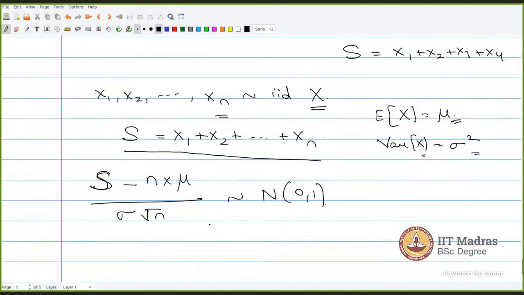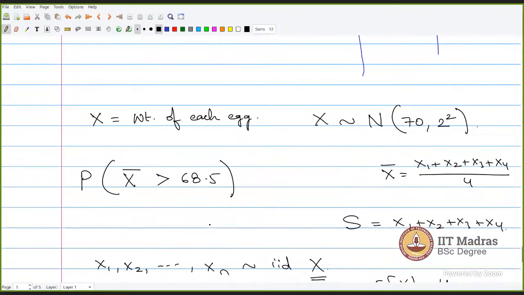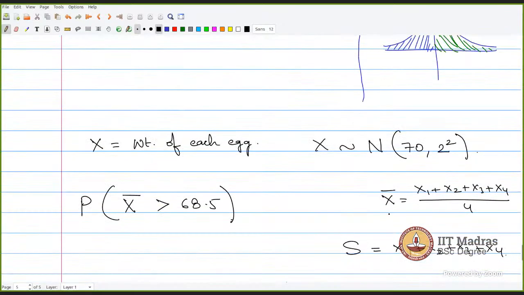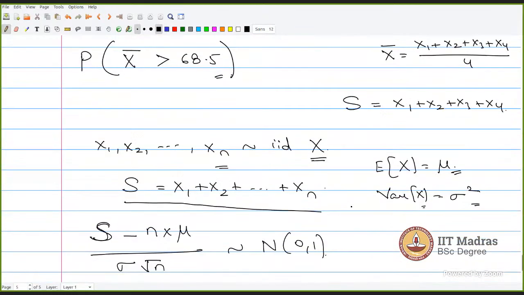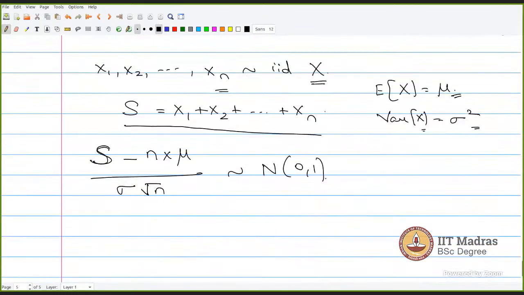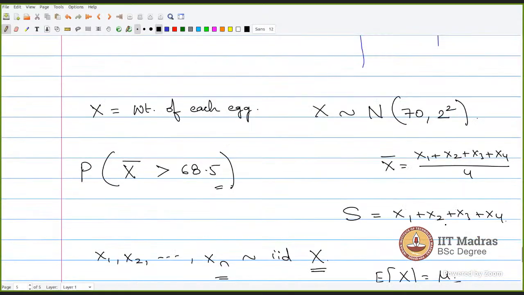Yeah, correct. So now let's come back. We have been asked to find this thing. But we know that S minus n times mu by sigma root n follows normal 0, 1. So what is S here? S is X1 plus X2 plus X3 plus X4.